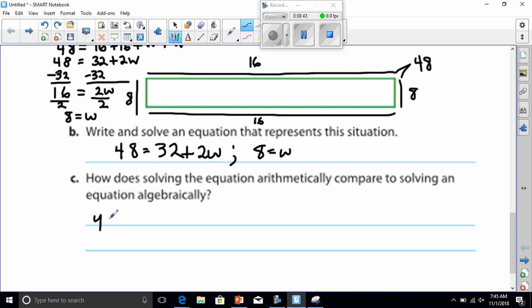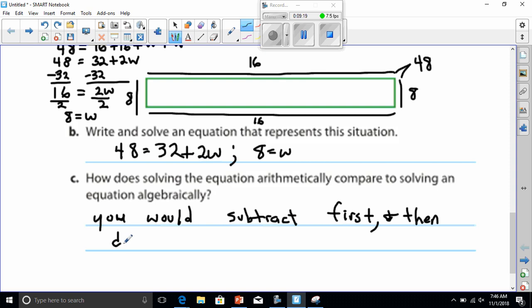see, you would subtract first and then divide. Using both.